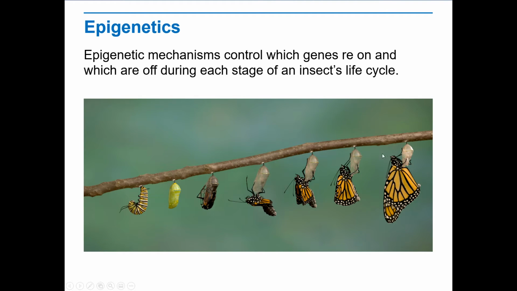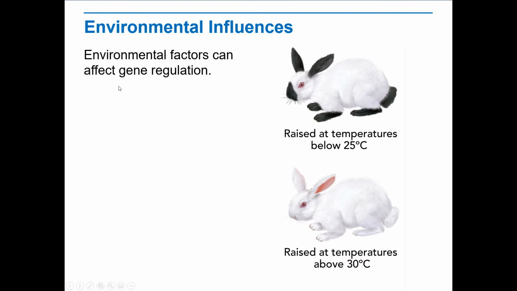They've actually found that a monarch butterfly goes through development and it's being pushed by what we call epigenetics. It controls those genes that are being turned on and turned off during each phase of the insect life cycle, depending on the environmental indicators that it's getting. And so here's another example of this. Environmental influences. Here's a rabbit.